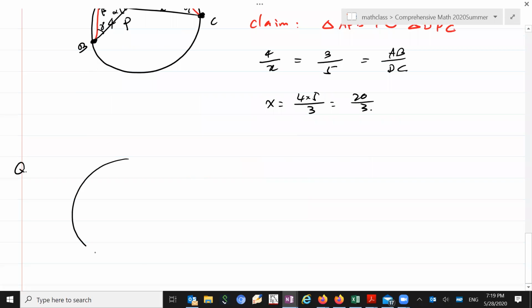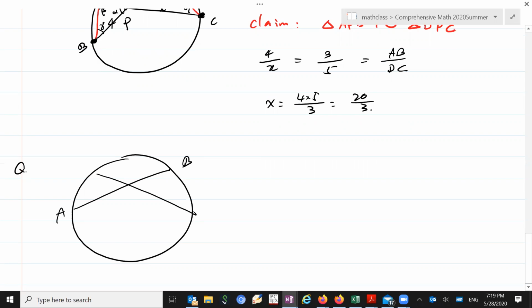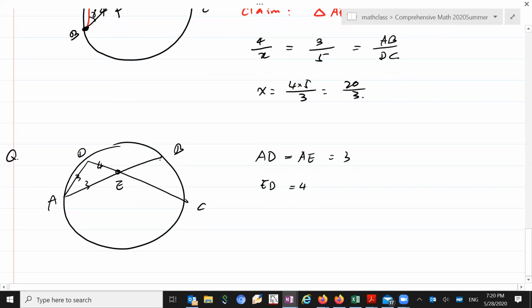All right, now we are ready to do the next one. In the circle, this is AB and DC, okay? AB and DC intersect at the point E. So let's just say AE equals 3. It's not exactly, right? We just draw the graph. ED equals 4. So this is AE equals 3, AD equals 3, ED is 4. BC is going to be 5.